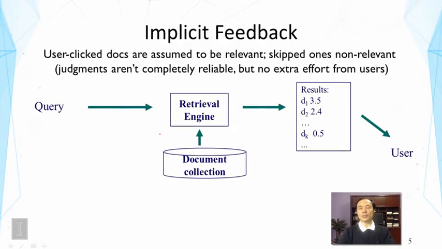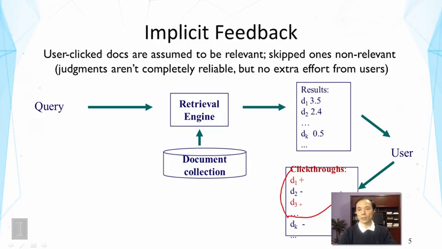So there's also something in between called implicit feedback. In this case, what we do is we do involve users, but we don't have to ask users to make judgments. Instead, we're going to observe how the user interacts with the search results. So in this case, we're going to look at the click-throughs. So the user clicked on this one, and the user viewed this one, and the user skipped this one, and the user viewed this one again. Now this also is a clue about whether a document is useful to the user.